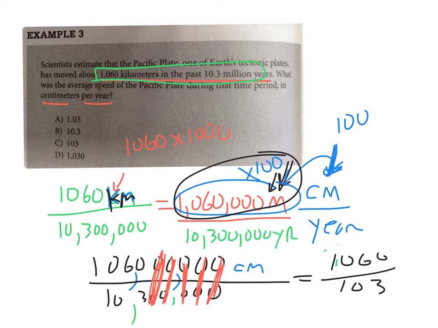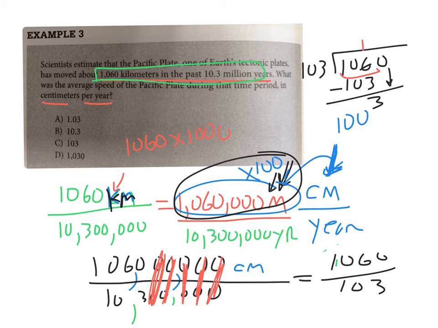And how many times does 103 go into 1,060? Well, 103 goes into 106 one time. And it looks like I have 3 left over. And if I drop down the 0, 103 doesn't go into 30. So I have a 0 here. And then I need to add another decimal point. And 103 goes into 300 about 3 times. So which is the average speed? Answer choice B, 10.3.